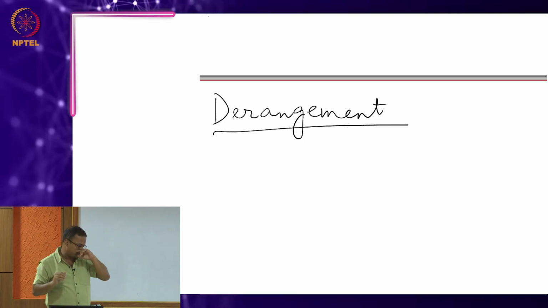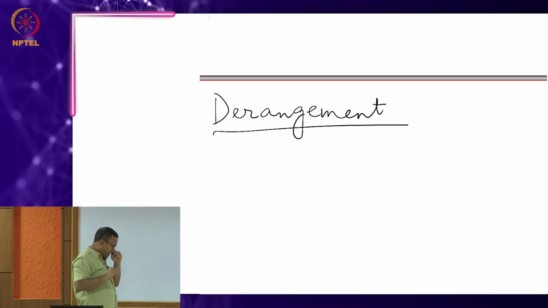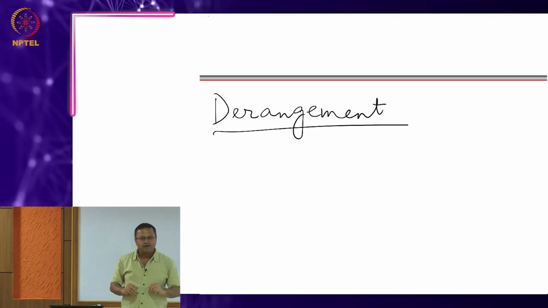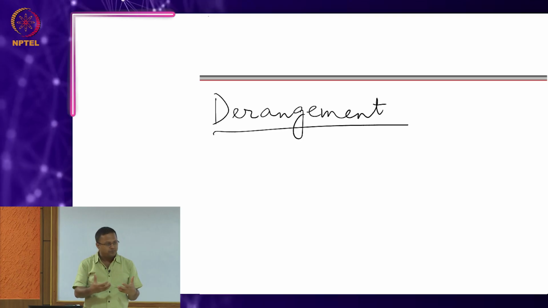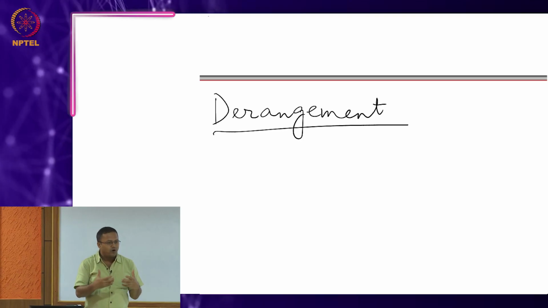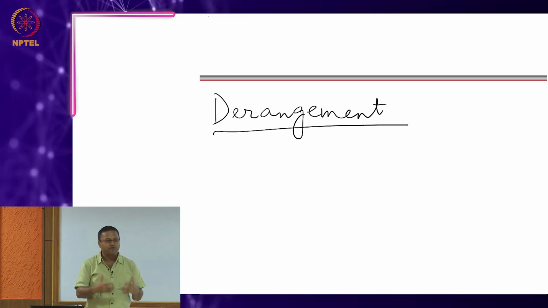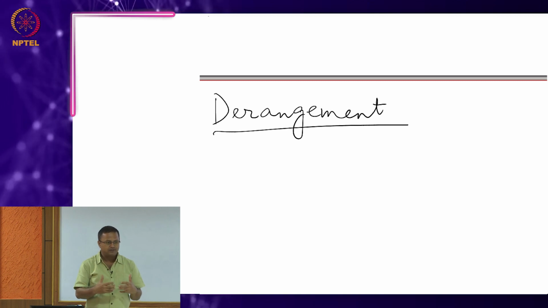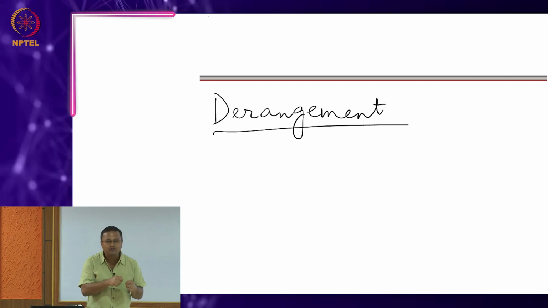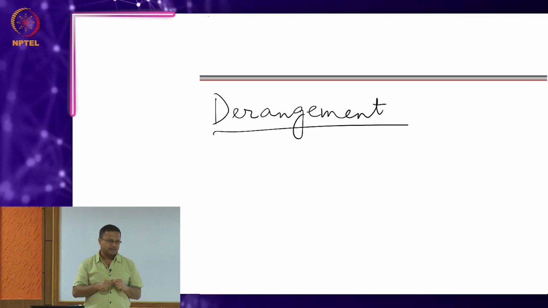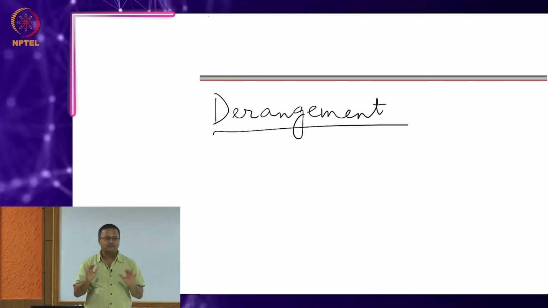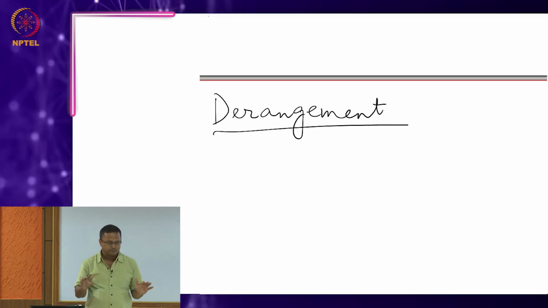for each letter. Now, we want to figure out, there is obviously an inherent counting problem to it: I want to count the number of cases in which no letter goes into its correct envelope. That is a total mess. So, this is derangement. Okay.